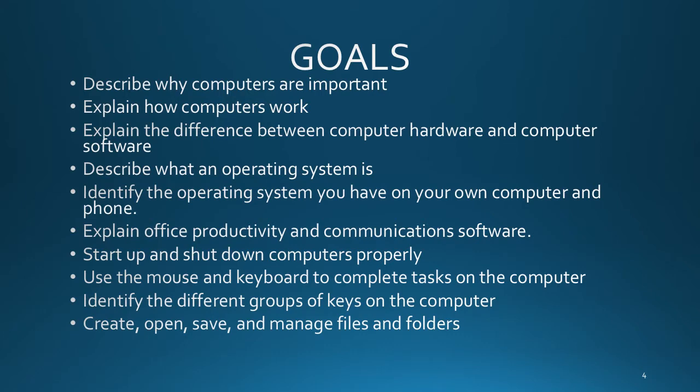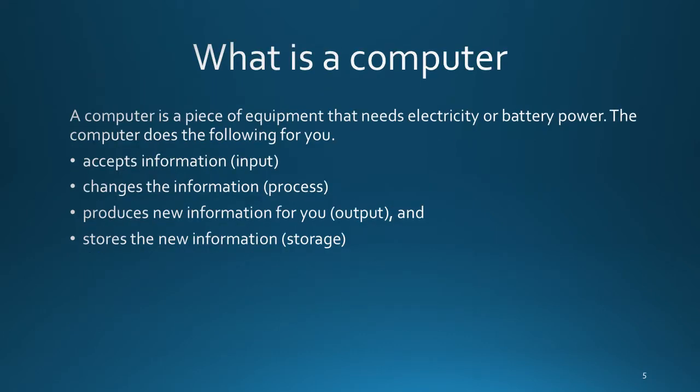So let's begin. What is a computer? A computer is a piece of equipment that needs electricity or battery power. The computer does the following for you: accepts information, which you can also consider input, changes the information, which is the equivalent of processing, produces new information for you, it's outputting, and stores the new information, of course equivalent to storage.